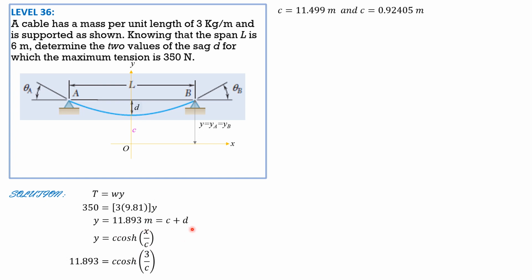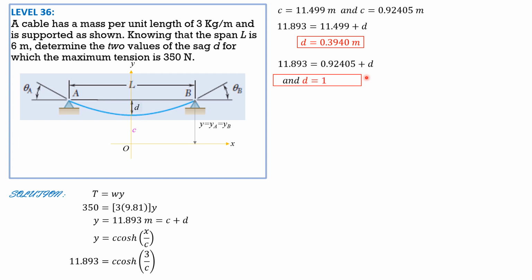So using the higher one, equate it to Y: 11.893 equals C plus D. Then from there, we can solve for the sag. So the higher C gives the lower sag D, equal to 0.394 meters. And 11.893 equals 0.92405 plus D. So rounding off the answer to four significant figures, the other value of D is 10.97 meters. So that's it for this problem.